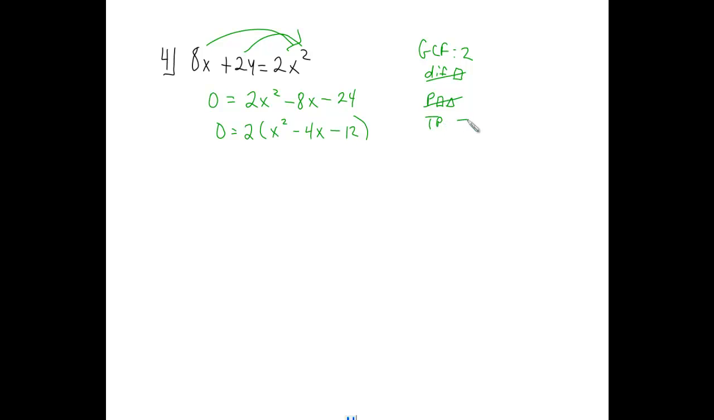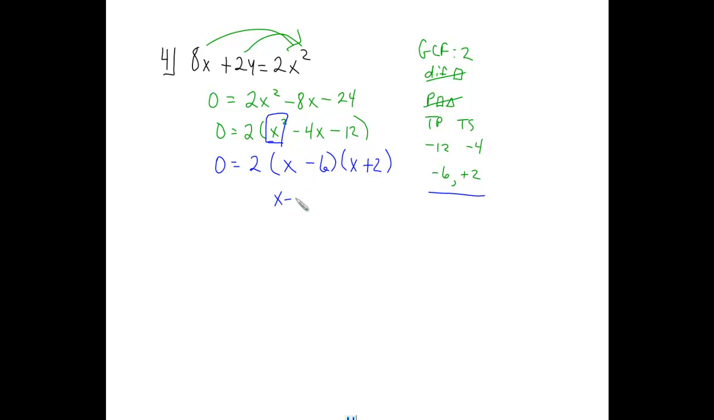However, I can use target product, target sum to solve. The target product is negative 12. The target sum is negative 4. The two numbers that will give me negative 12 and negative 4 are negative 6 and positive 2. And remember what I said in the previous lesson, that if this is just a 1x squared, then all we have to do is set our factors to be x minus 6 and x plus 2.